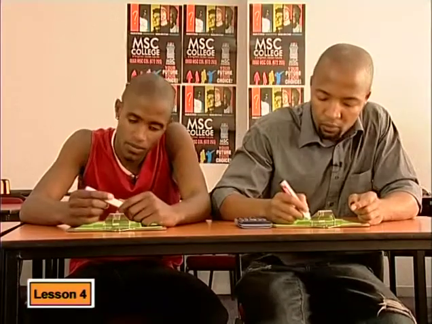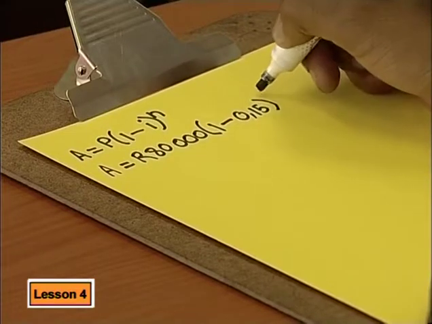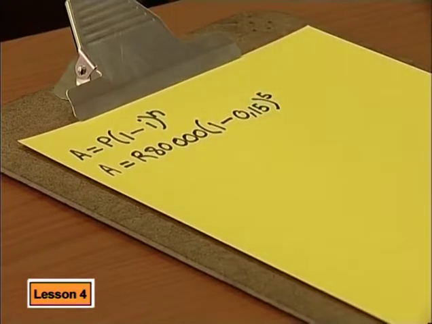Now we substitute the values into the formula. We replace P with 80,000, I with 0.15, and N with 5. How do I do that on a calculator? Some calculators allow you to work from the beginning of the problem to the end and come to the right answer. With your calculator, we need to start with a bracket.